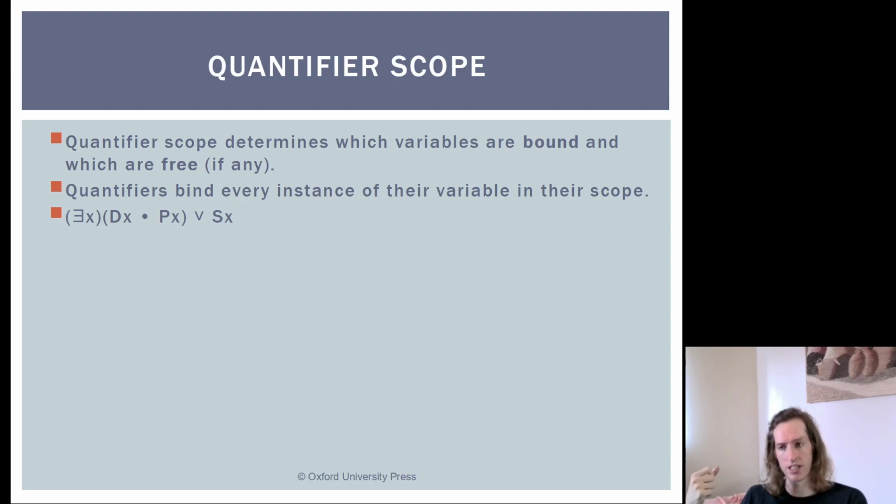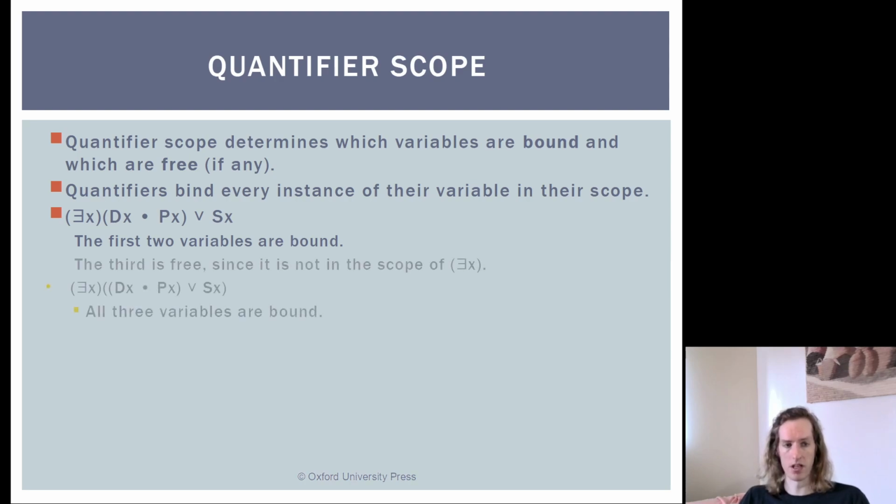So we have, there is at least one x, dx and px, or Sx. The first two variables are bound, dx and px apply to the same thing, whereas Sx is just an open x is S. So the third is free, since it's not inside the scope here. But if we add some parentheses, such that the parentheses that immediately follow the existential quantifier enclose everything around it, then all three variables are bound. There is at least one x such that either x has the properties of being d and p, or it has the property of being s.